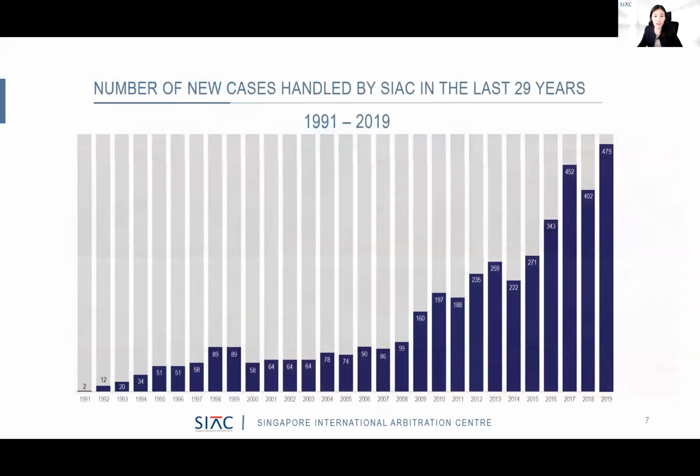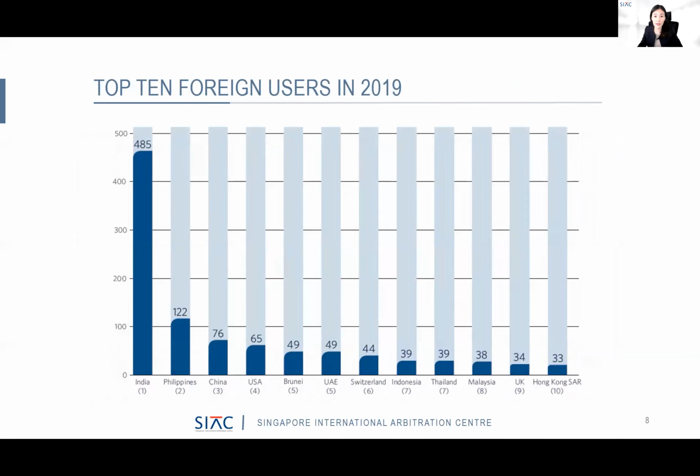As I mentioned earlier, SIC has experienced very rapid growth. We started with only 2 cases in our first year of operation. But in 2020, despite COVID, we received more than 1,000 new cases. We are an international institution. More than 80% of our cases are international. And of that, nearly half of the cases had no connection whatsoever in Singapore. Parties at SIC have come from over 100 jurisdictions with an average of 59 jurisdictions per year.